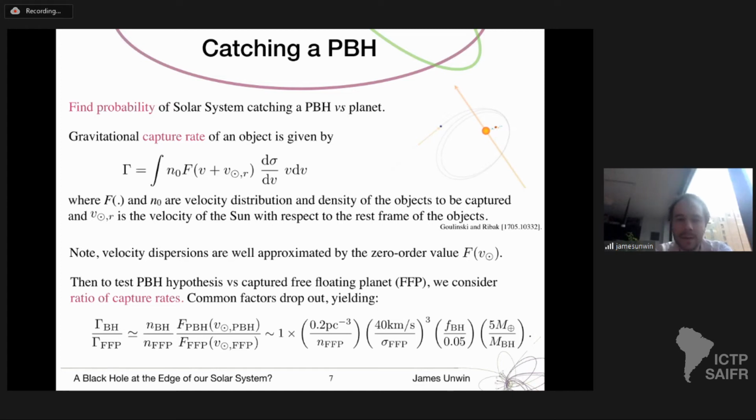So you can see here, this is on the bottom line. This goes essentially like an order 1 factor times our best known values for the various number densities and velocity dispersions of these objects. So that's very interesting. It tells you that you can't immediately discard this prospect of capturing a black hole versus capturing a planet, assuming this OGLE excess.